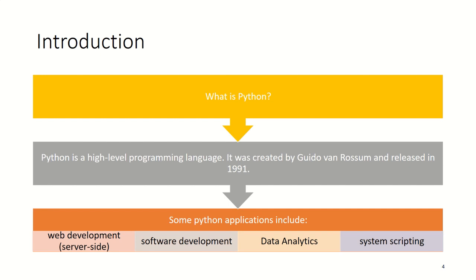Python, as you all know, is a high level programming language, so it is never too late to learn something. It was created by Guido van Rossum and released in 1991. There are many applications for Python because most of the AI based applications basically run on Python, and web development, software development, data analytics, system scripting, all those things are the major applications of Python.